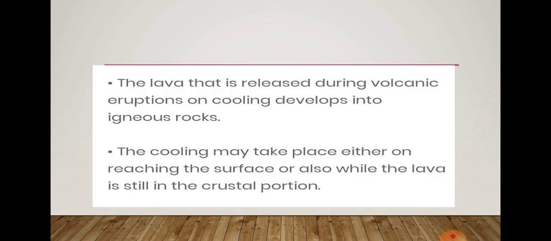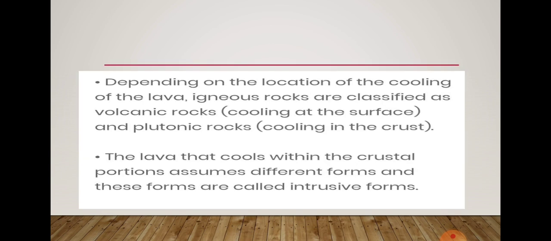The lava that comes outside from a volcano during a volcanic eruption sometimes cools inside the earth's surface only. The lava that cools within the crustal portion makes different forms, and these forms are simply called intrusive forms. Sometimes, when the lava is coming outside, it may cool inside before reaching the earth's surface.